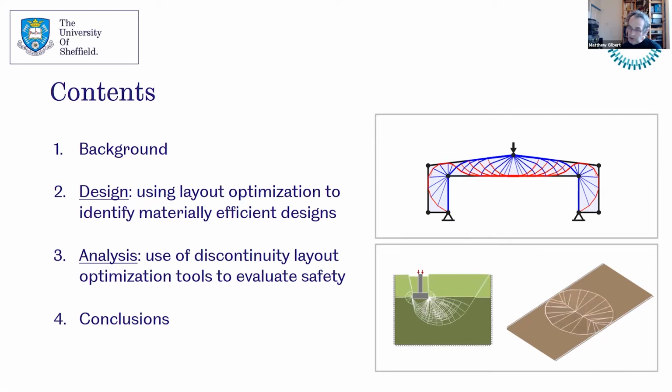I'll then move on to analysis and how we can apply something called discontinuity layout optimization to evaluate the safety of various different types of engineering structure or construction. On screen you can see evaluating the safety of a geotechnical foundation on the left, and establishing the safety of a reinforced concrete slab on the right. And then I'll wrap up with some conclusions.